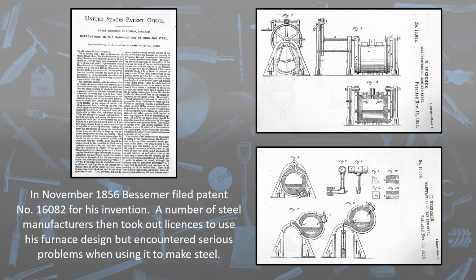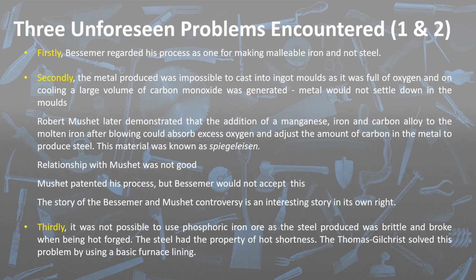In November 1856, Bessemer filed patent number 16082 for his invention. A number of steel manufacturers then took out licenses to use his furnace design, but encountered serious problems when using it to make steel. There were three problems with the Bessemer process. Firstly, Bessemer's intention was to produce decarbonised malleable iron from blast furnace pig iron and not to produce steel.